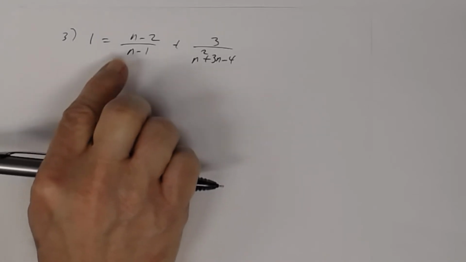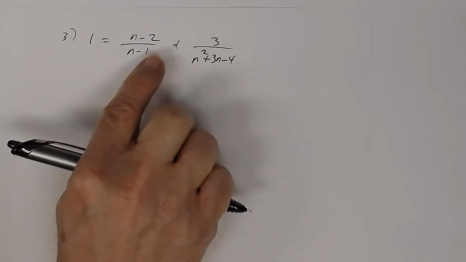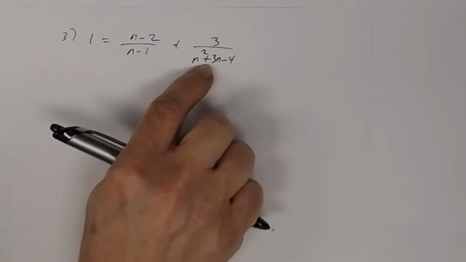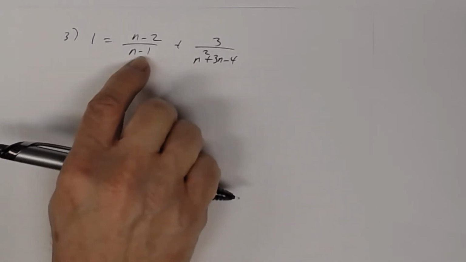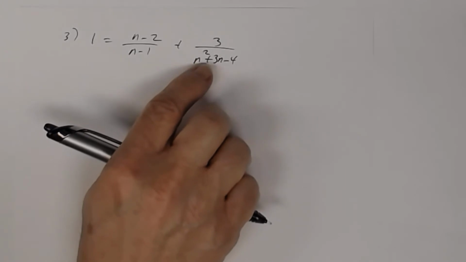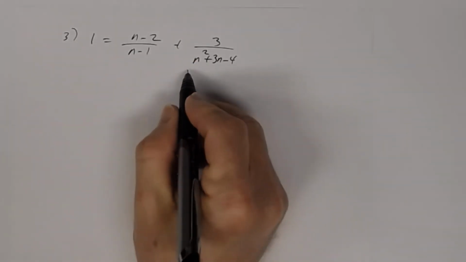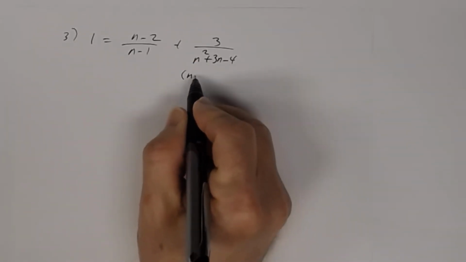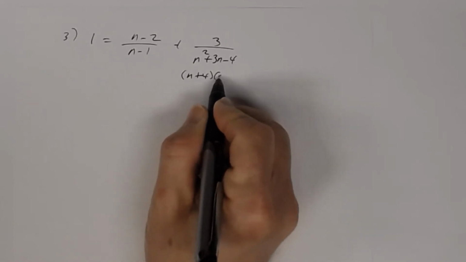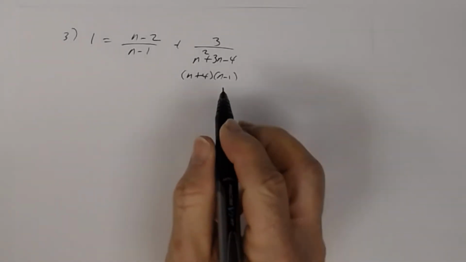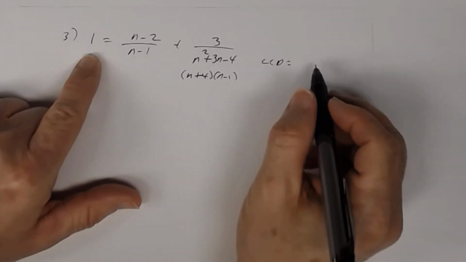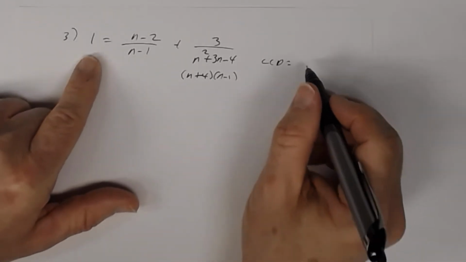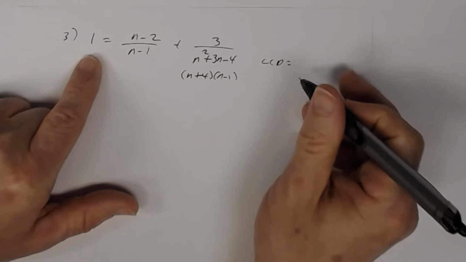Now, before I find the least common denominator, I have to factor these denominators, and the only one I need to factor is this one, because the GCF here, n minus 1, is 1. There's nothing else you can do to factor this. Over here, let's go ahead and factor this. When I factor this, that's going to be n plus 4 times n minus 1. And now the least common denominator must include every distinct factor that you see.